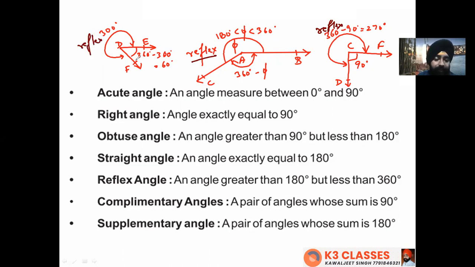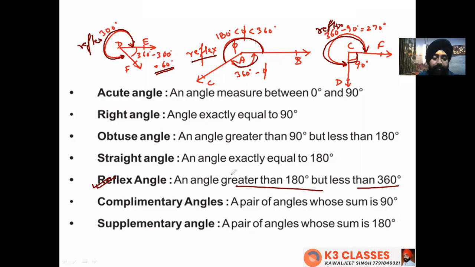Along with the reflex angle, an acute angle also has a reflex angle, the remaining angle out of 360. For an obtuse angle, the remaining angle is also a reflex angle. For a right angle, the remaining angle of the complete angle is also a reflex angle. So an angle greater than 180 but less than 360 is known as a reflex angle.